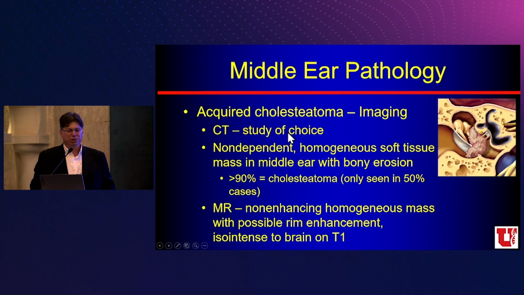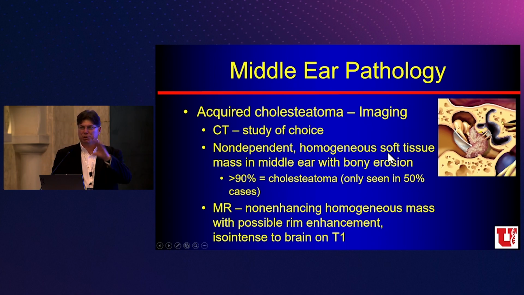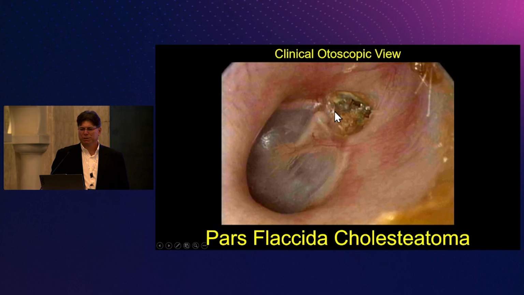So CT is really our study of choice for these cholesteatoma cases, and anytime we see a non-dependent homogeneous soft tissue mass anywhere in the middle ear cavity with some kind of osseous destruction, we're going to think about cholesteatoma. So if we see that, a non-gravity dependent homogeneous soft tissue mass with a destruction of something, 90% of the time that's going to be a cholesteatoma in the middle ear cavity. On MR, we look for a non-enhancing mass. It's kind of iso to muscle on T1, a little bit brighter on T2, and it doesn't enhance, but there's some enhancement around it. So on otoscopic view, here's a good pars flaccida, so we have a retraction pocket up high with that pearly white mass that's superior to the tympanic membrane.